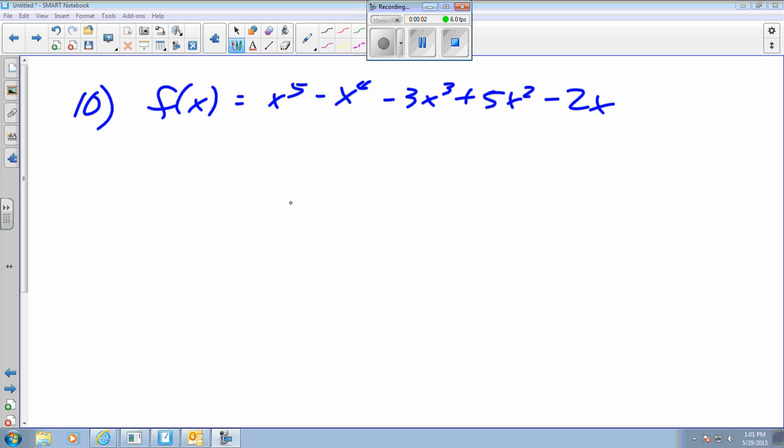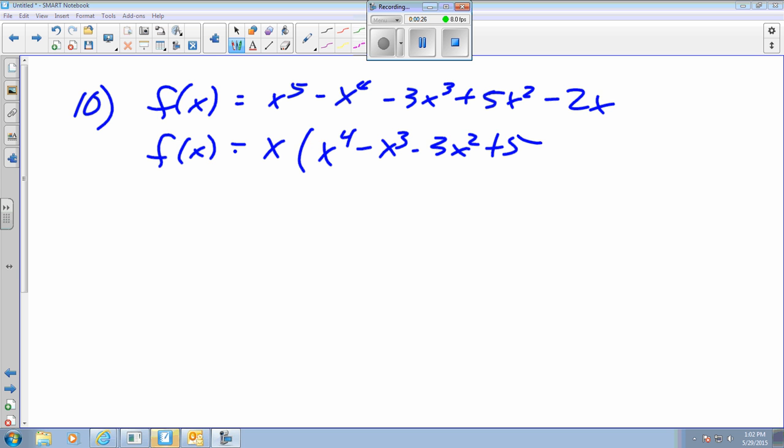This will be the second video for the final review of math analysis second semester. Number 10, it says list all the real zeros of the following function. There's my function. First thing I'm going to do to find my zeros, I'm going to factor out my greatest common factor, x, leaving me with x to the fourth minus x cubed minus 3x squared plus 5x minus 2. Now, because 0 is a factor, I'm just going to put a 0 over here in my list.